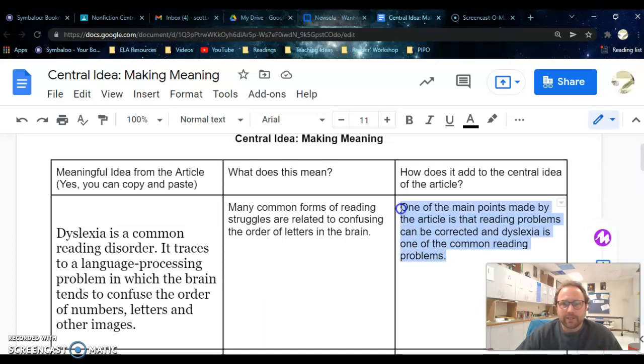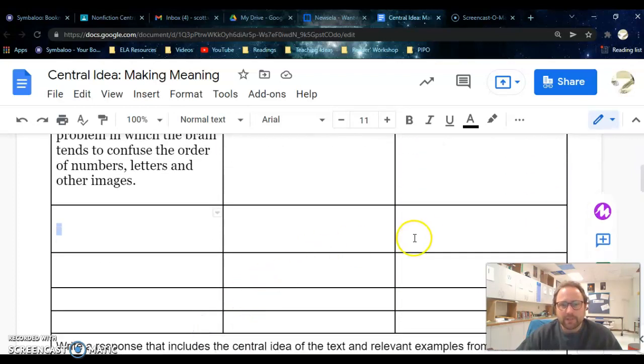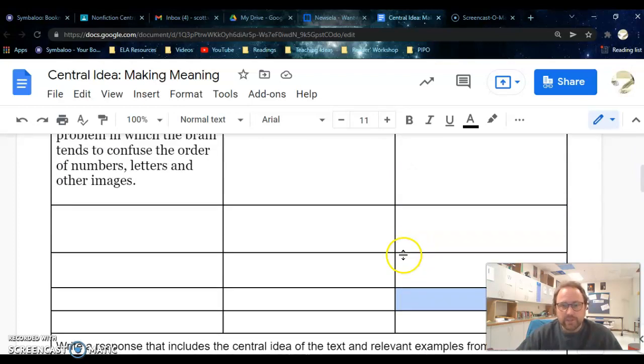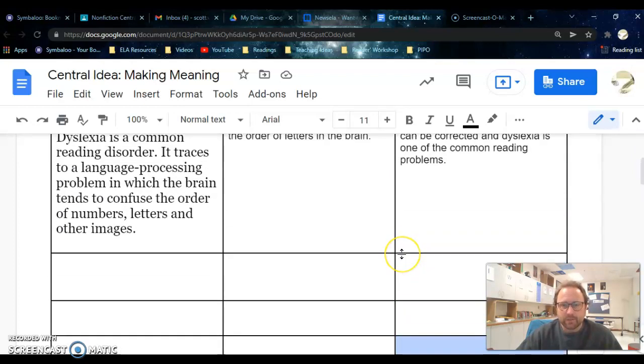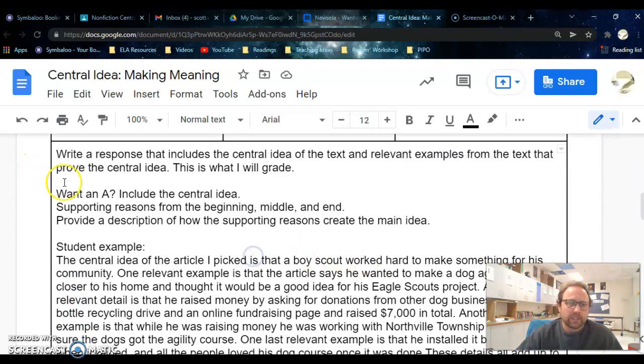I can't figure out the main idea until I read the entire article, the beginning, the middle, and the end. So I would continue to do that through each sample that I have, right? And then I would have 3 or 4 reasons why I think the central idea is what it is. I'm going to show you an example down below. Here's what I will grade.